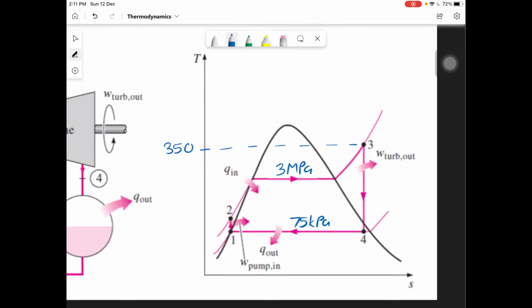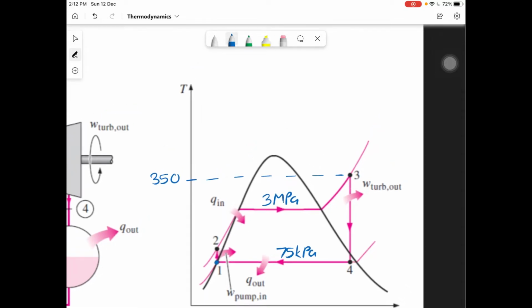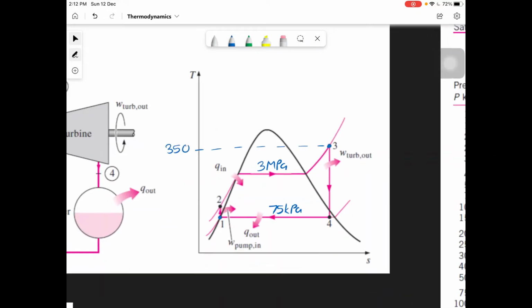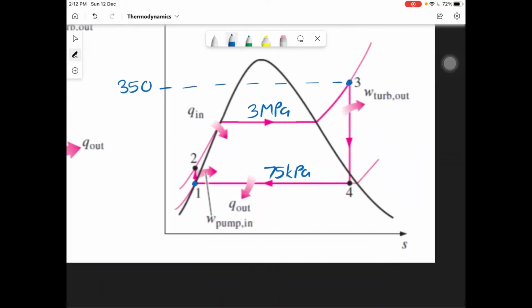So what we can do is find our saturation temperature at 75 kilopascal. Okay, that is something we can find. We can also find our S1, our entropy, and our H1, our enthalpy, which is HF and SF. And for location 3, we can find our S3, our entropy at 3, and our enthalpy at 3, H3. Okay, so let's begin to find H1 first.